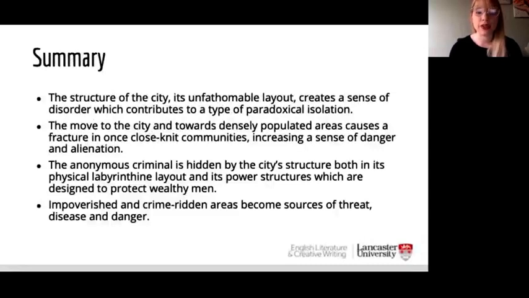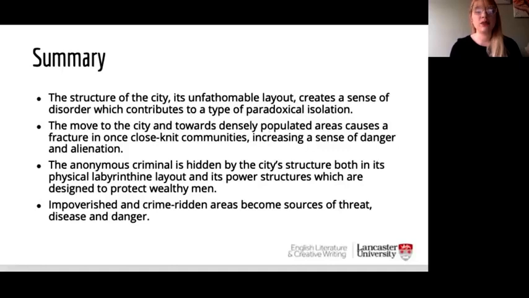Okay, so just to conclude, just to give a bit of an overview of what we've talked about. So we can see how urban Gothic is at work in Stevenson's novella in a myriad of different ways. So firstly, we have the structure of the city, its unfathomable layout, which creates a sense of disorder, which contributes to a type of paradoxical isolation.